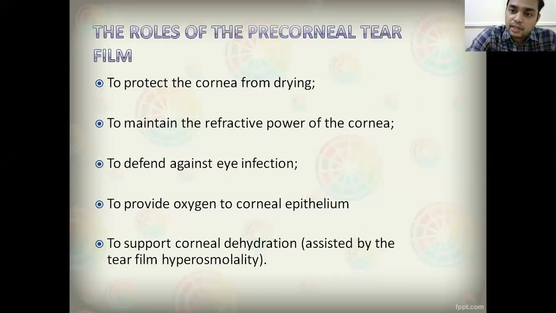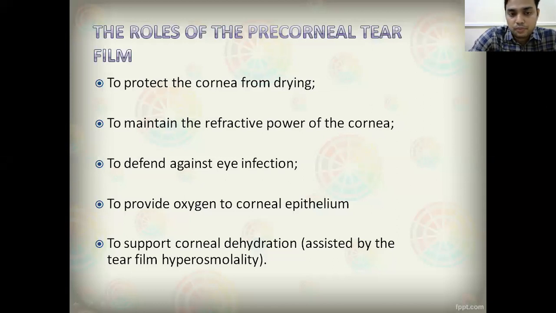And there are certain immunoglobulins present in the tear film, which also help in preventing bacterial and microbial infections. The tear film is exposed to the outside atmosphere, so there is a small amount of oxygen in the tear film. By the help of this tear film, the oxygen enters the corneal epithelium and supplies oxygen to the corneal tissue. So it also provides oxygen to the corneal tissue.